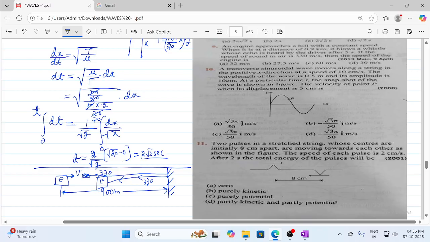How much did sound travel in 5 seconds? 330 into 5. How much will it be? 1650. Clear? So sound already traveled 900 and coming back by how much? 750. Got it? That much the engine traveled. You all can see the sound traveled 1650. So this is 900 and then 750. So that means the engine traveled how much? 150. If the engine traveled 150 in 5 seconds, the speed will be how much? 30. That is the answer. Getting it now? No confusion.